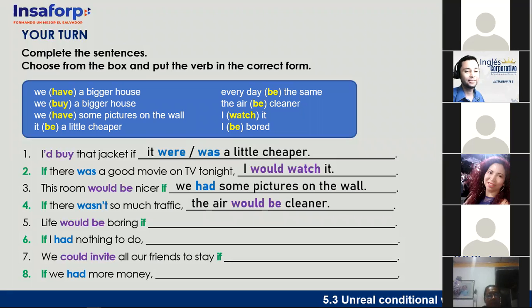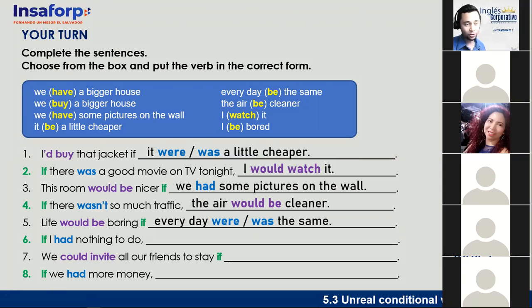Life will be boring. If was every day the same. Okay, good. Pero me ha cambiado el orden de las palabras. Sería, life will be boring if... El mismo orden está bien. Ajá. If every day were the same. Correct. Good. Life will be boring if every day were the same. You can also say life will be boring if every day was the same. So, la vida sería aburrida si todos los días fueran iguales.